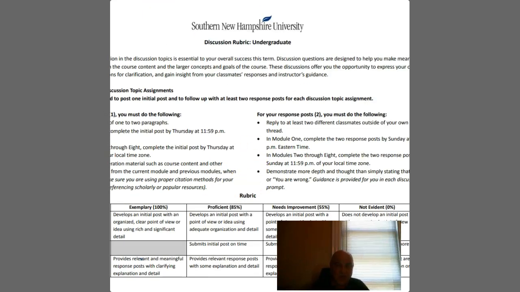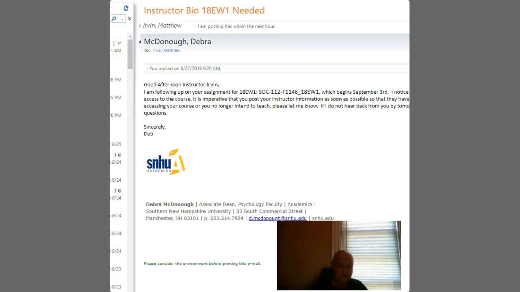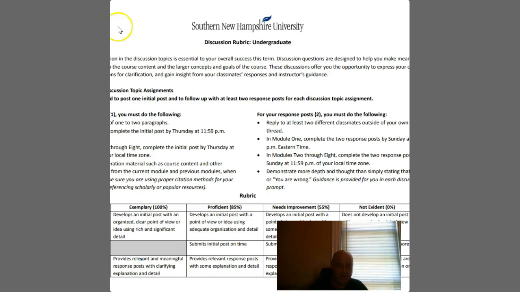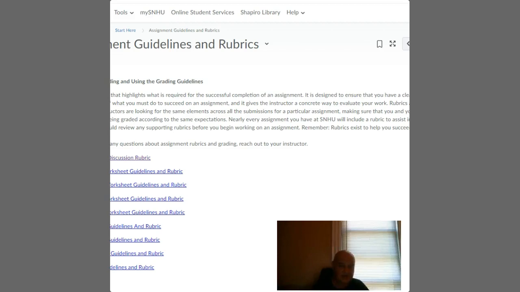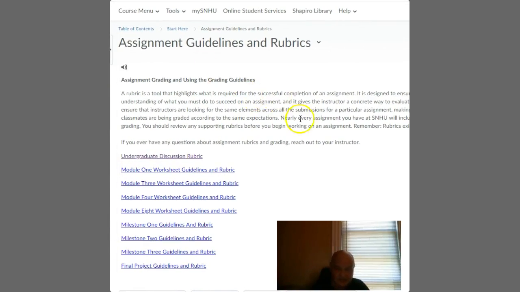What you must do for any assignment, but for discussions in particular, you must submit your initial post. Each discussion has a cue, and you're to respond to the cue by Thursday at 11:59 p.m. your time.